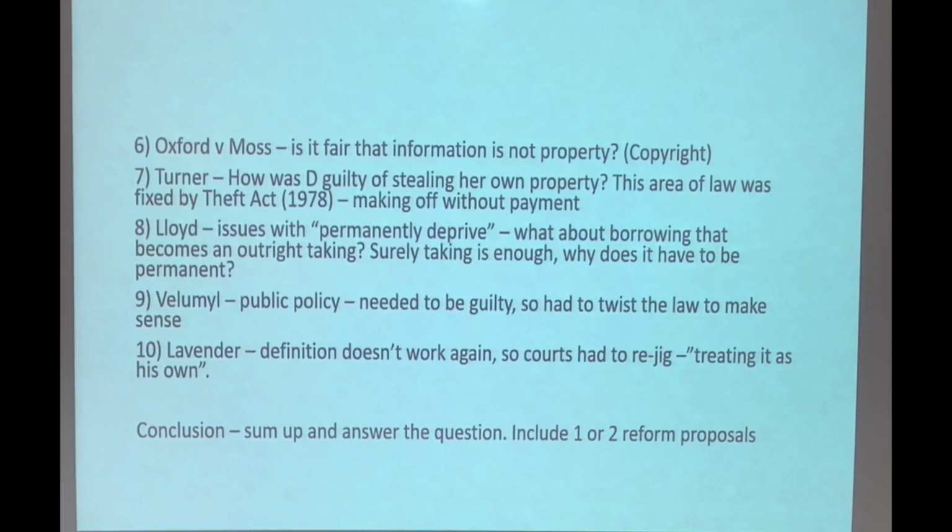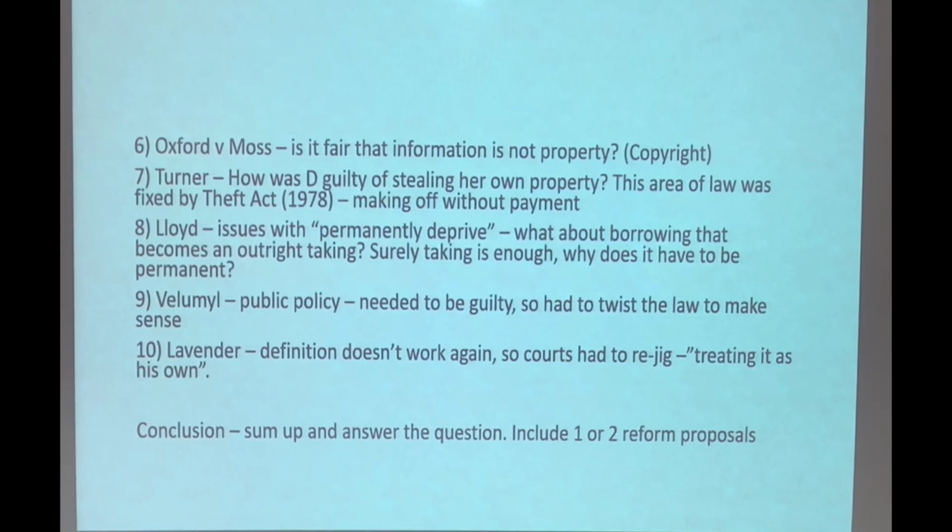Under the case of Lloyd and borrowing, there are issues with the definition of permanently deprive and the idea that borrowing becomes an outright taking. There are a lot of academics that say that surely the taking is enough. Why does it have to be permanent? And of course you can distinguish borrowing and take that out of the cases, but why does it have to be intention to permanently deprive? Surely taking something from someone without their permission, even for any length of time, is theft. So it's worth bearing that in mind.